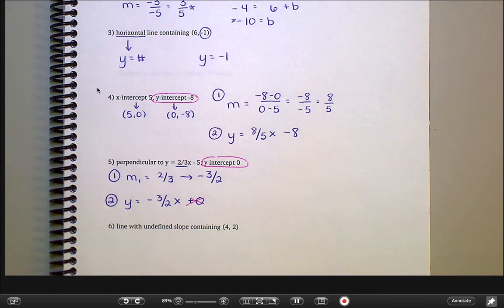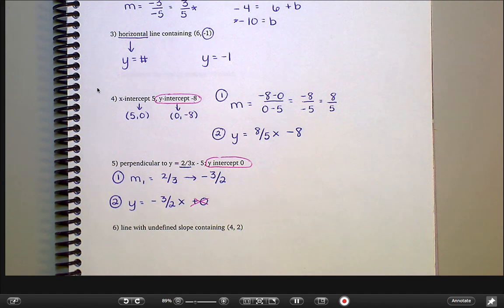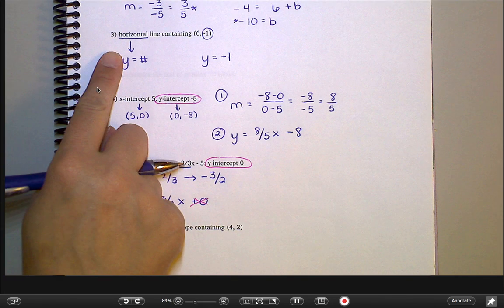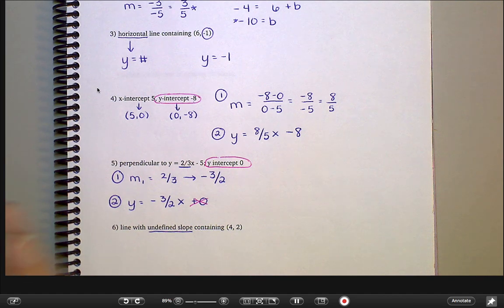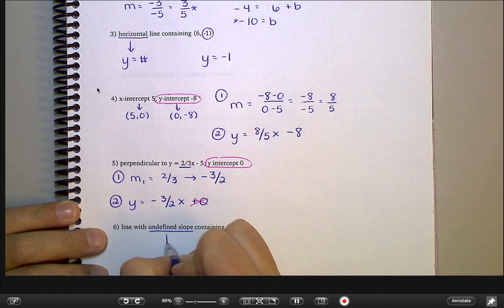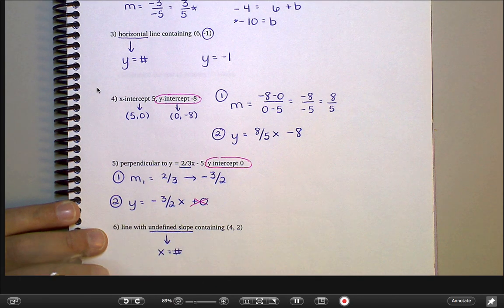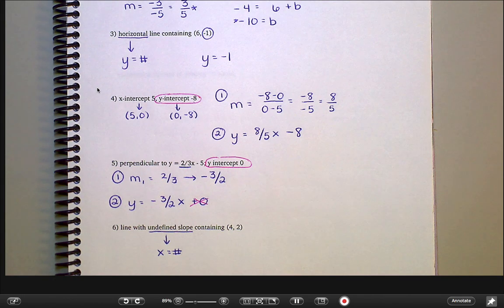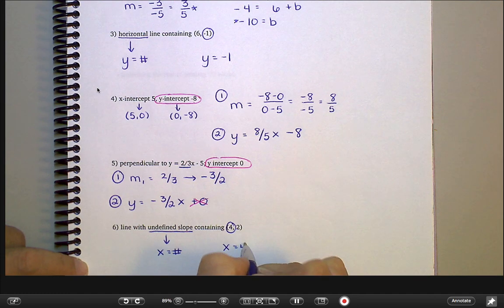Okay, and then number 6, line with an undefined slope containing the point (4, 2). Well, even though it looks like it gives us a slope, undefined is not like a number I can put in my problem, right? But this is another one similar to number 3 up here, that as soon as you see this, I want your brain working, okay? We're going to ditch all this other math, and we're going to say undefined slope we know would look like this. X equals a number. Okay, remember I told you to connect all of those things in your head? So then we just say, what would x equal? Well, x would equal positive 4.